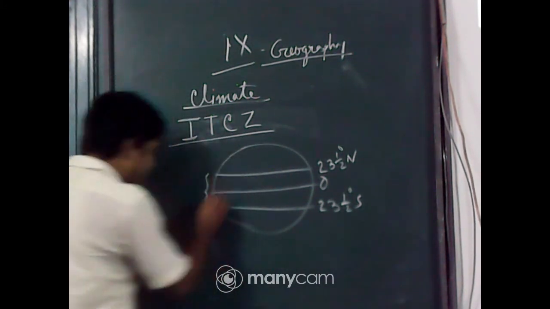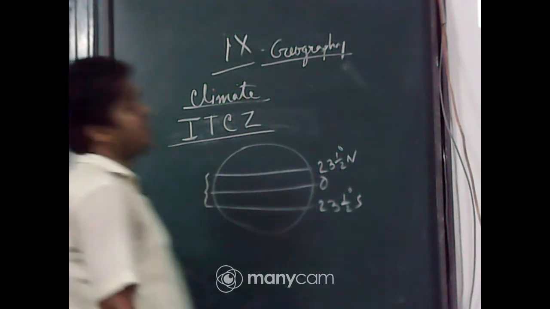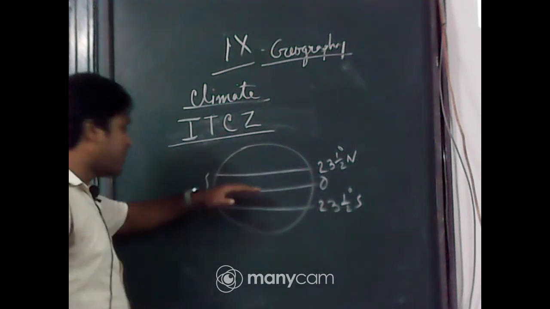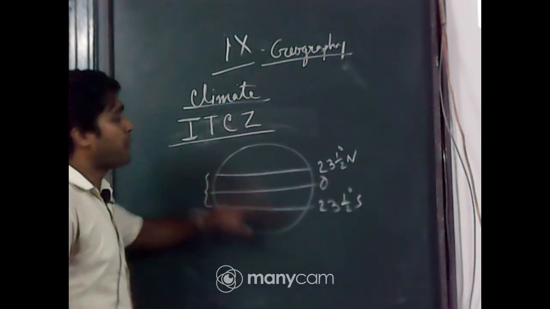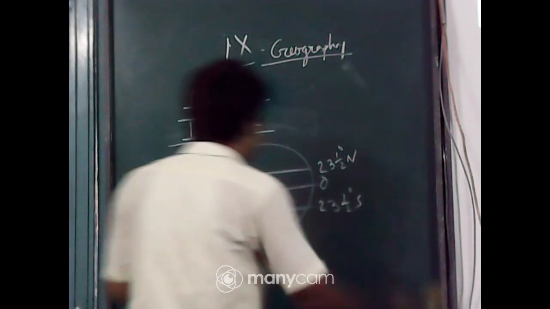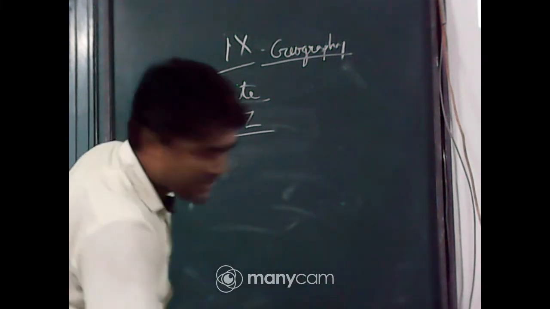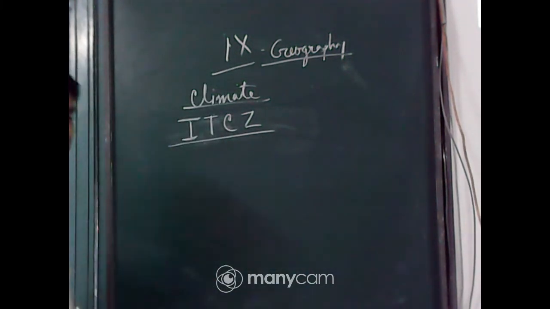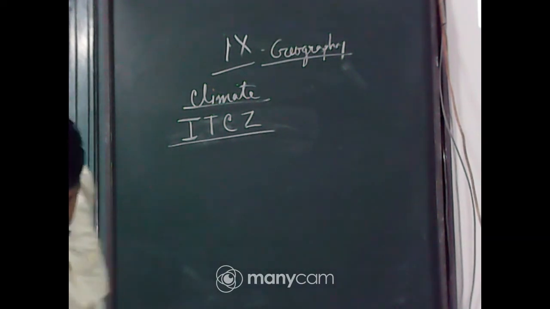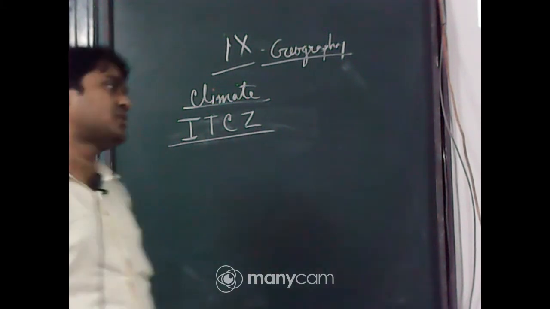In between this region the sun is shifted from the equator to the Tropic of Cancer, or from the equator to the Tropic of Capricorn at different times. So when you read about ITCZ, first you have to understand the position or location of that particular area. Now I will discuss ITCZ. The intertropical convergence zone is a broad trough of low pressure in equatorial latitudes.